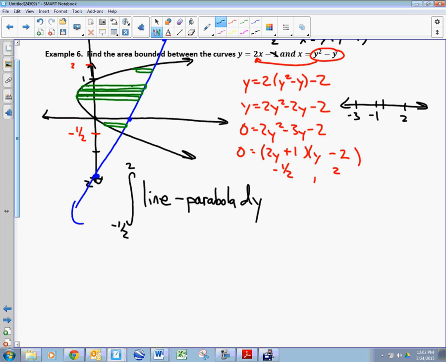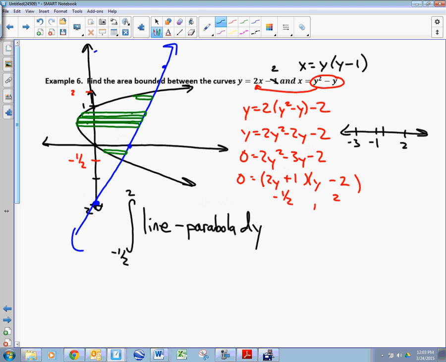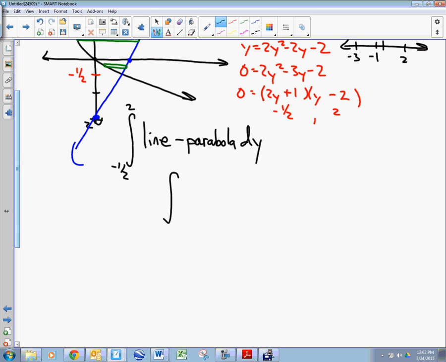Now, I also have to make sure that all these variables have a y in it. Yep, so this says y equals 2x minus 2. I'm going to rewrite it so that it's, yep, add the 2. So I got 2 plus y is equal to 2x. Divide by 2. We get 1 plus y over 2 is equal to x. So now I have the variables in terms of y. So let us integrate -1/2 to 2 of 1 plus 1/2 y minus y squared minus y.